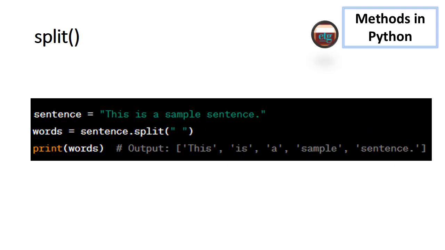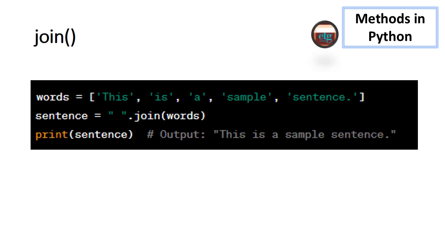Split. Splits a string into a list of substrings based on a specified delimiter. In the below example, a space has been mentioned as a delimiter and the output is a list of strings. Join. Joins elements of a list into a single string using a specified delimiter.